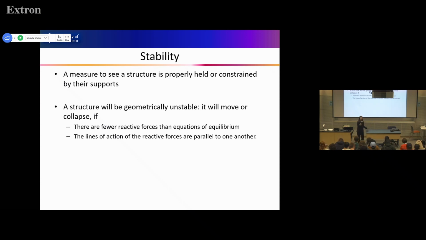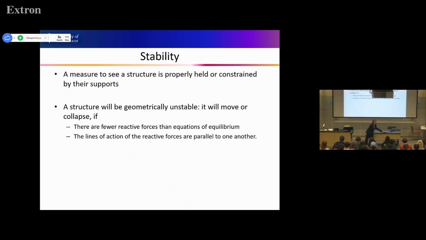So let's think about this as a beam. I don't know if you can see from the back. And then these are rollers, right? If we have 1 roller and the beam is here, is this stable? It will move or collapse, right? And then what about if we have 2 rollers here?